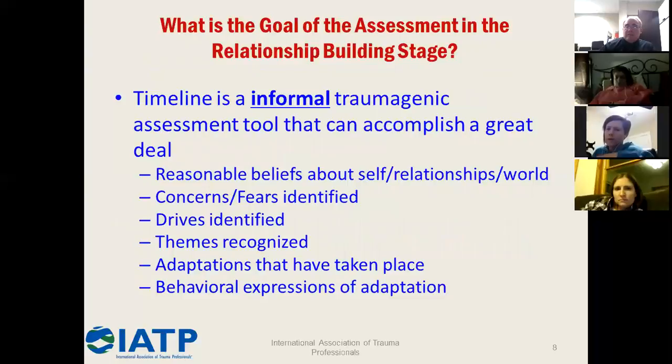So let's move on to the next piece that you're going to accomplish in stage 1, which is to begin the assessment piece. And there are both informal and formal assessments. An example of an informal assessment can be the timeline. What you're going to do with the timeline is identify what are reasonable beliefs about themselves, the world they live in, and their relationships from the history of their own experience. What are reasonable fears and concerns? What kind of drives do they have to deal with those concerns or fears? What themes are you noticing? You're going to pull all that out of a timeline.